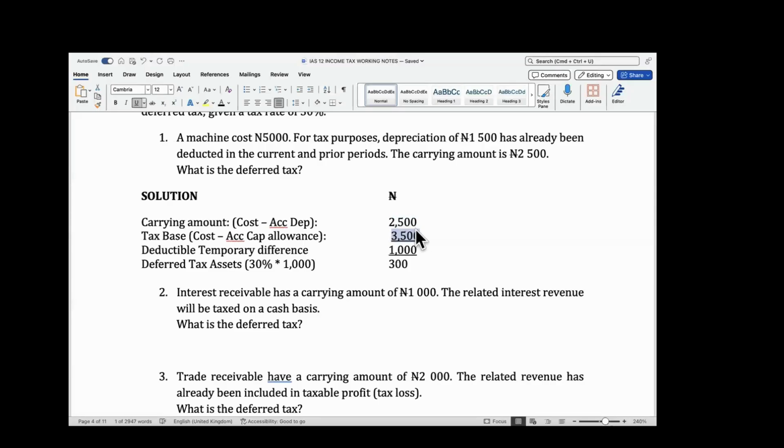So in this case now, I'll be having an extra deduction of 1,000 naira. So that's a deductible temporary difference. And a deductible temporary difference will result in a deferred tax asset, which is just 30% of 1,000, that is 300 naira. So that's how you should look at it. Any other way you look at it, you'd probably be cramming it. Okay. Do you have any questions?